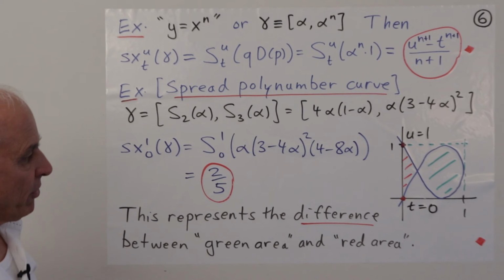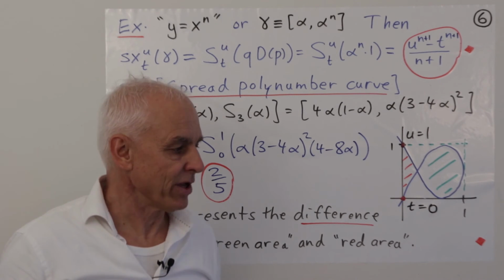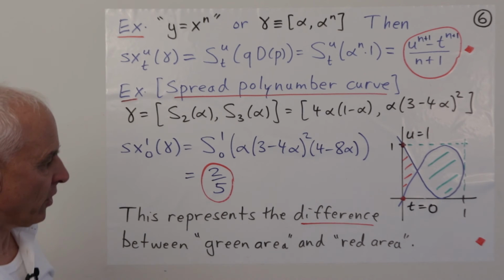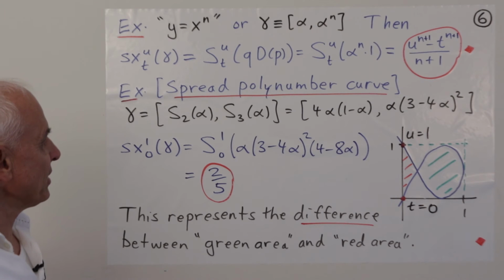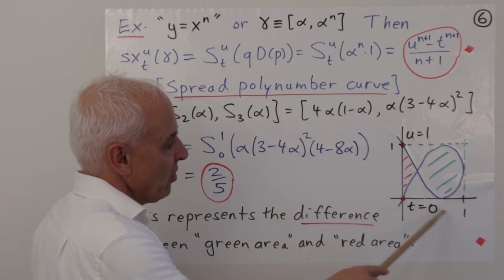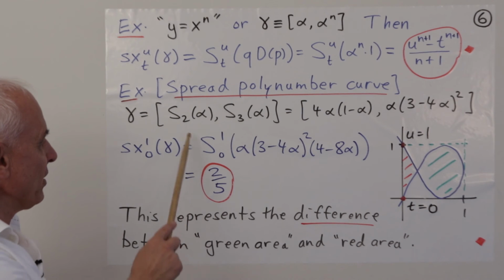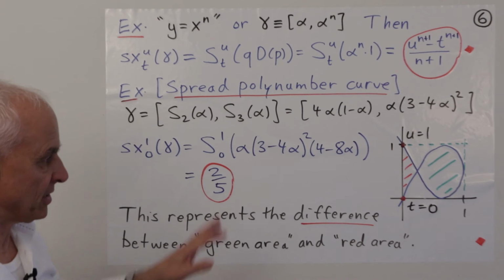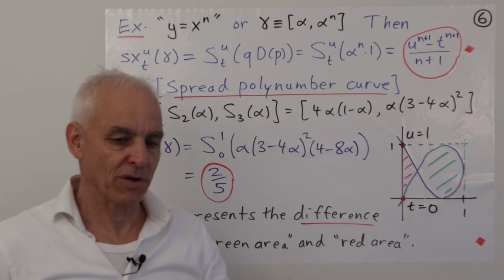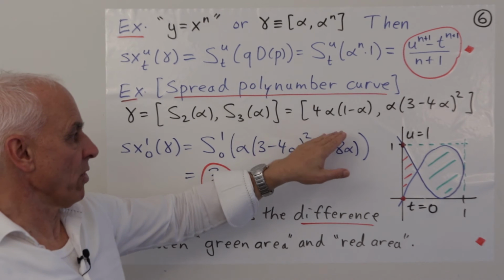Here's another example, which is less familiar from classical calculus because we're talking about a curve which does a little bit more wandering around. This we might call the alpha curve. It's a spread polynumber curve given by the two spread polynomials S2 of alpha and S3 of alpha. These are polynomials coming from rational trigonometry. They're actually playing a very important role, but we don't need to worry about the details.